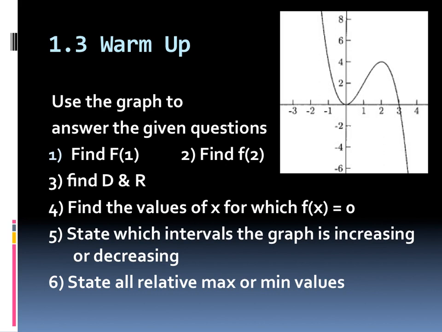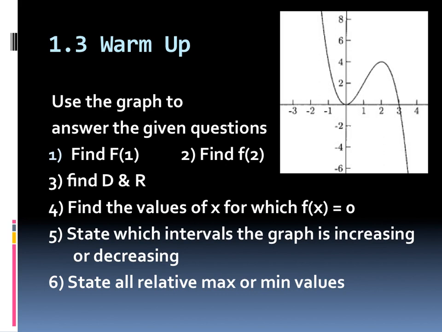Then it says increasing and decreasing. For those you're moving from left to right. If it's falling, it's decreasing. If it's rising, it's increasing. And again, that's in interval notation. And then all the max and min. Relative, remember, you can have more than one. So the relative max is a peak. The relative min is your valley. And when you give that answer, you're going to give it in x, y coordinate form. Okay?